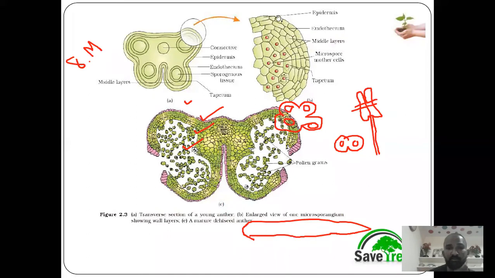These single layered epidermal cells mainly protect the internal tissue from the external stimulus. Beneath the epidermis, there are two to three layered cells, which are called endothelial cells. This endothelium also gives protection to the internal content. Beneath the endothelium, there are middle layers present. These middle layers are two or more.